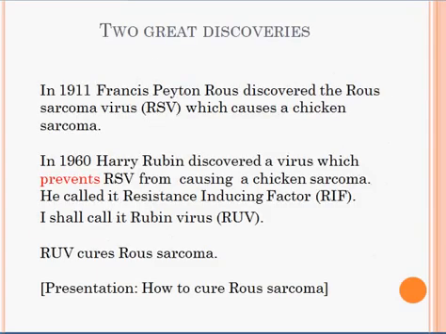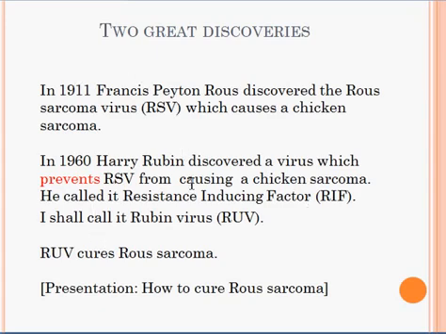So this phenomenon of interference was discovered also in other chicken viruses. In 1911, Francis Rous discovered the Rous sarcoma virus, RSV, which causes chicken sarcoma. In 1960, Harry Rubin discovered a virus which prevents Rous sarcoma virus from causing a chicken sarcoma. He called it the resistance-inducing factor, but I, in his honor, call it a Rubin virus.